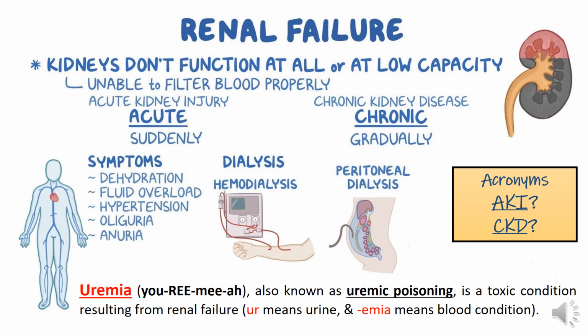The interchangeable term which is used with renal failure is uremia. There is something in the blood which is increased, which is called urea. Uremia, also known as uremic poisoning, is a toxic condition resulting from renal failure.